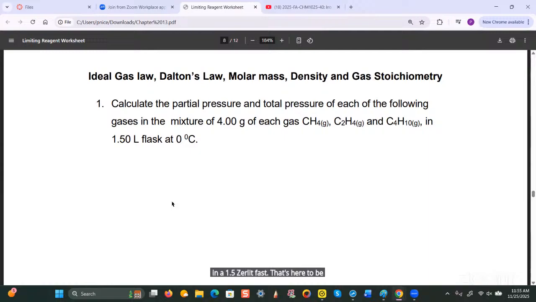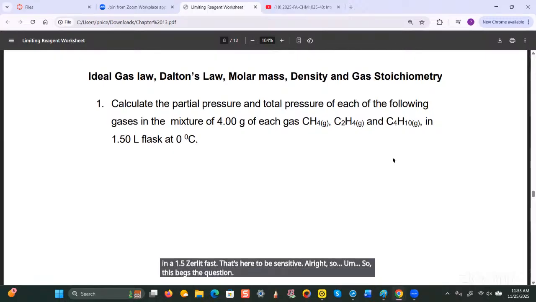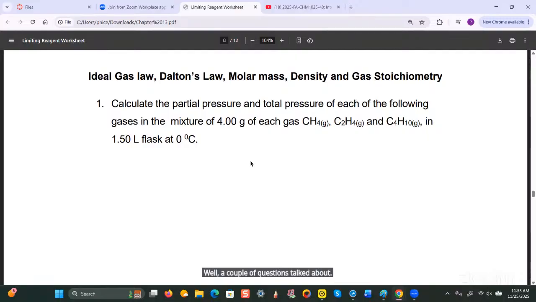All right, so this begs the question, what equation comes to mind? Well, a couple of equations come to mind. One equation would be the equation I just derived. No, I'm sorry. Molar mass is equal to mRT over PV.